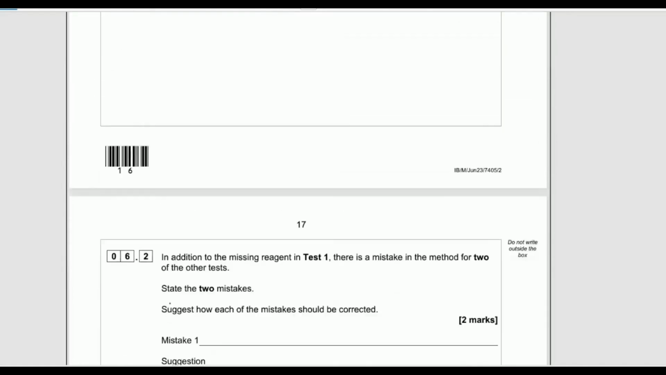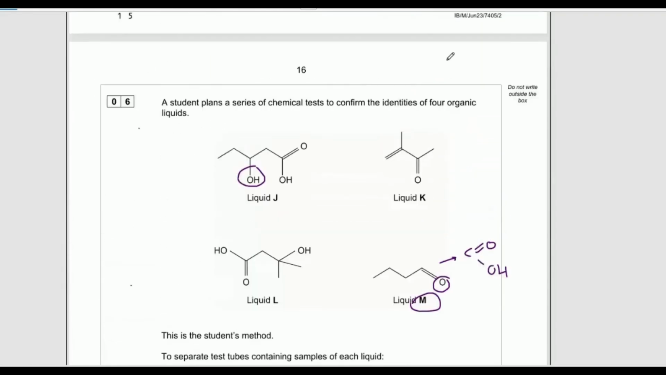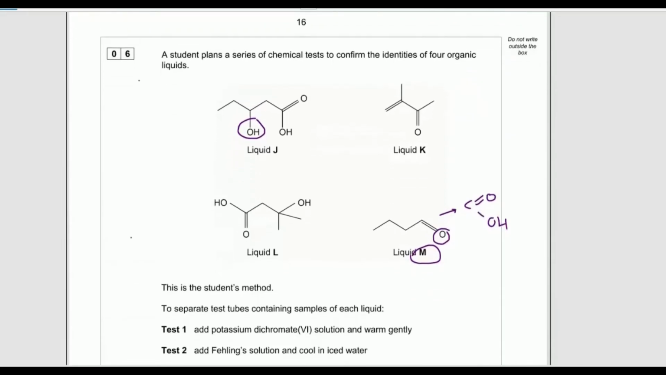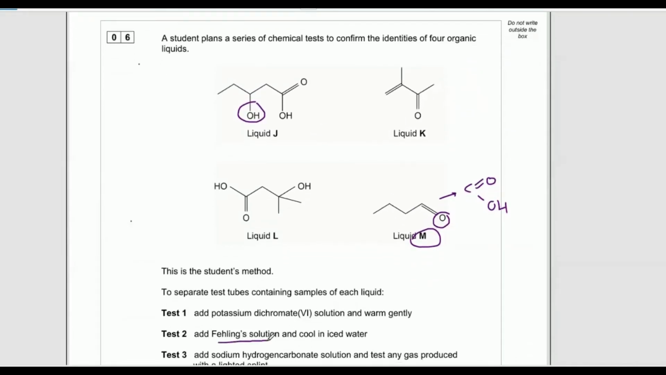Now let's check out the liquids that would react with test 2 and the expected observation. So what is test 2? Test 2 was, have a look, add Fehling's solution and cool in ice water. This is the correct test, so it'll be warmed in a water bath. So what are we going to find with Fehling's?